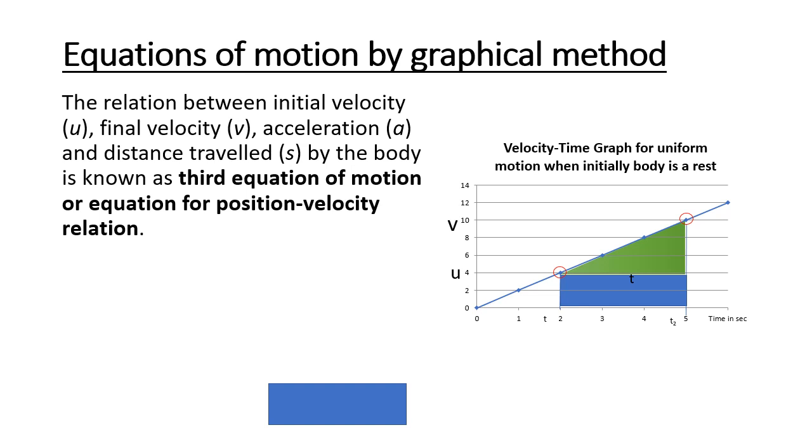Now we go to the third equation. This equation is a relation between U, initial velocity, final velocity V, acceleration A and distance traveled S. So this is the third equation. How do we derive it? Now here we have got something called average velocity. How do you find the average velocity? Average velocity is initial velocity plus final velocity upon 2.